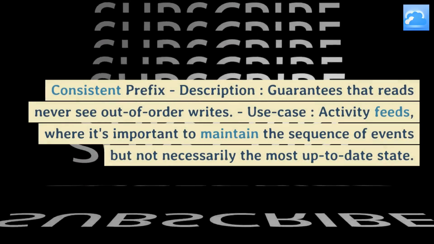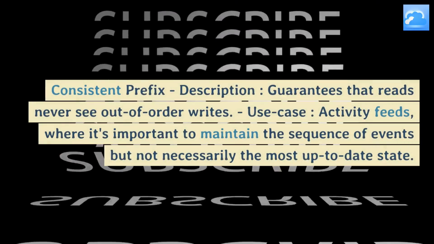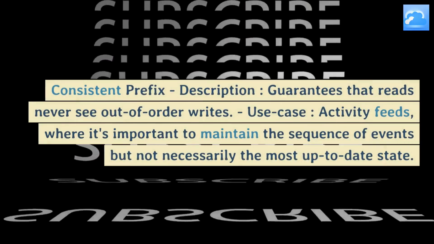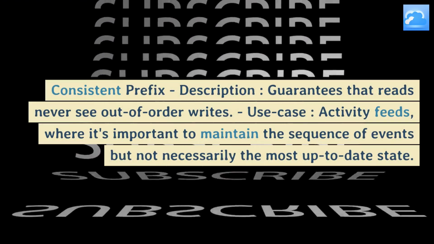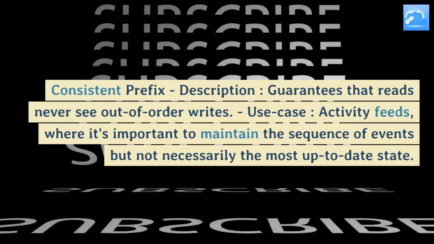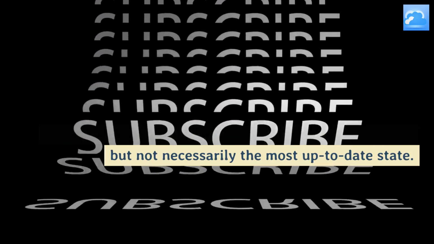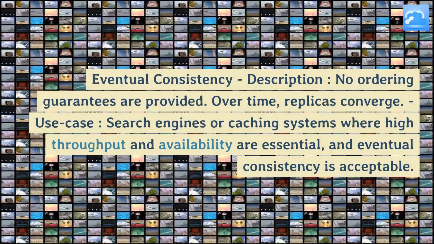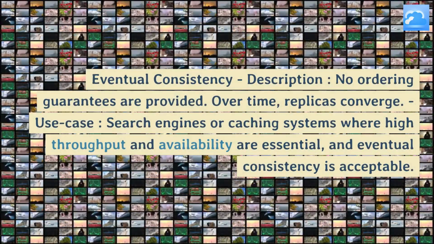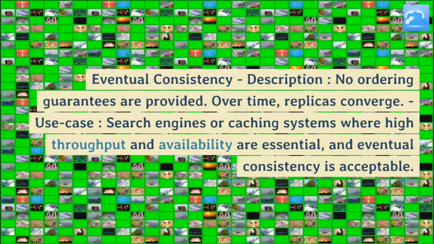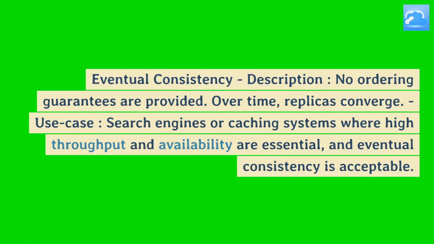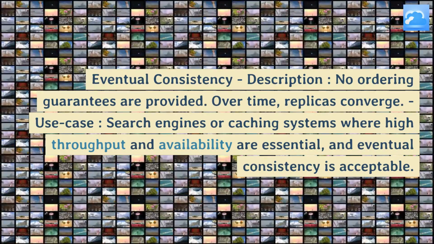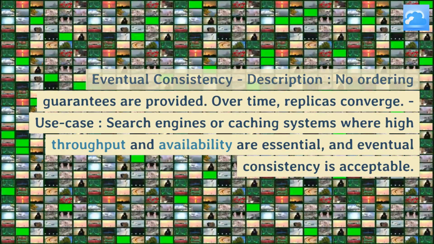Consistent prefix. Description. Guarantees that reads never see out of order writes. Use case. Activity feeds, where it's important to maintain the sequence of events but not necessarily the most up-to-date state. Eventual consistency. Description. No ordering guarantees are provided. Over time, replicas converge. Use case. Search engines or caching systems where high throughput and availability are essential, and eventual consistency is acceptable.